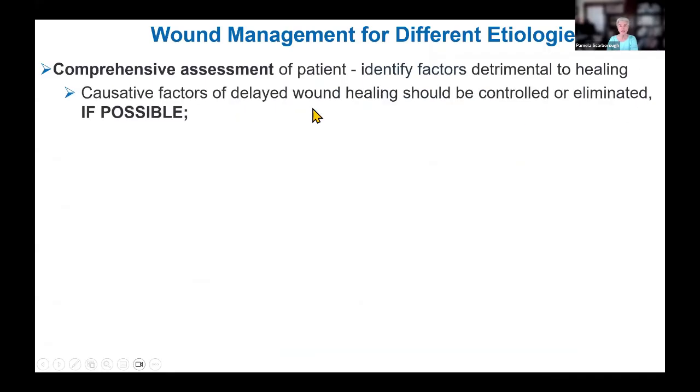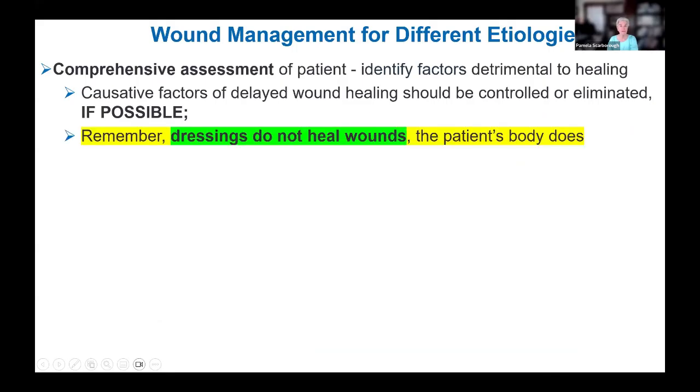When we look at wound management for different etiologies, you have your comprehensive assessment of that patient to identify factors that are going to be detrimental to healing. Some of the causative factors of delayed wound healing that should be controlled or eliminated if possible need to be taken care of. And you want to remember, do not say, Pamela, what dressing should I use? I don't care. Not until after you've looked at this patient systemically and regionally, and then we'll go to locally. Please hear what I just said. You look at this person systemically, then regionally, then locally.